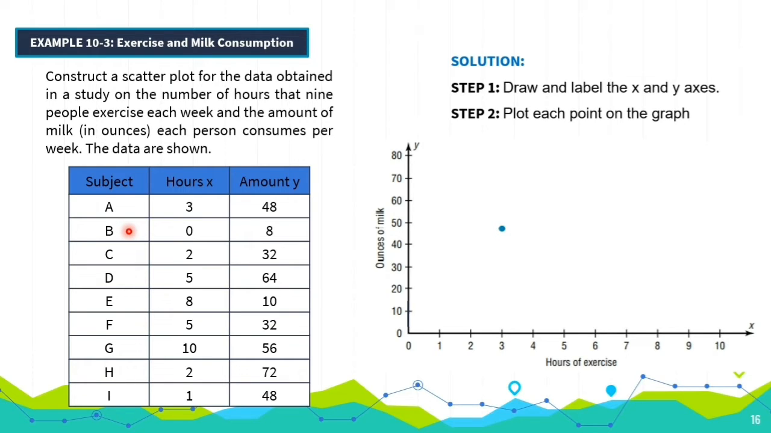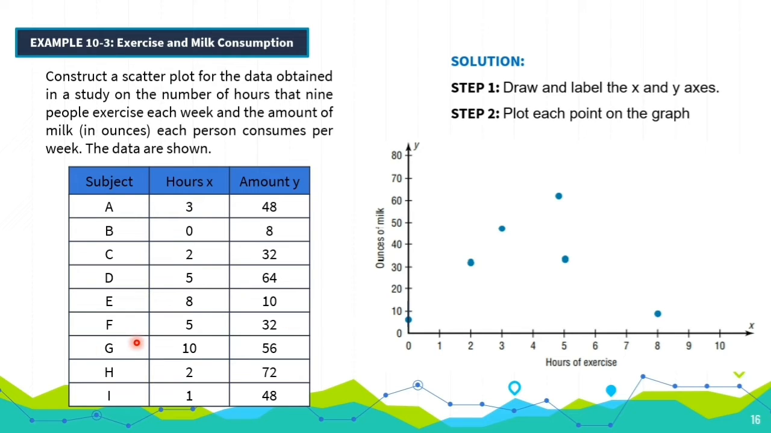For subject B, we have x is equal to 0 and y is equal to 8, and this is the point. For subject C, we have x is equal to 2 and y is equal to 32, and this is the point. For subject D, we have x is equal to 5 and 64 is the y. So this is the point. Next, we have subject E, x is equal to 8 and y is equal to 10, and this is the point. For subject F, we have x is equal to 5 and y is equal to 32, and this is the point.